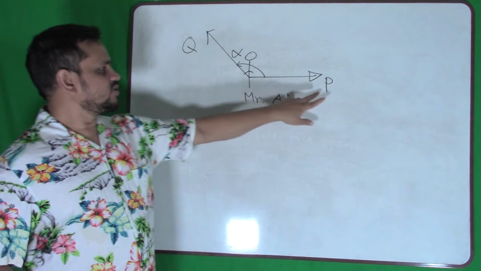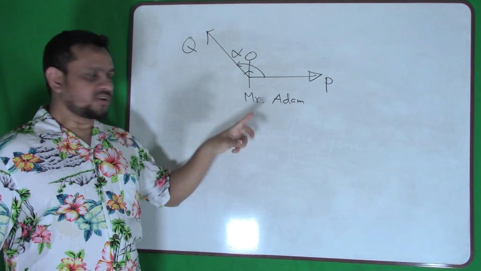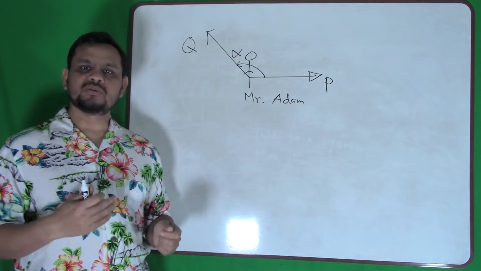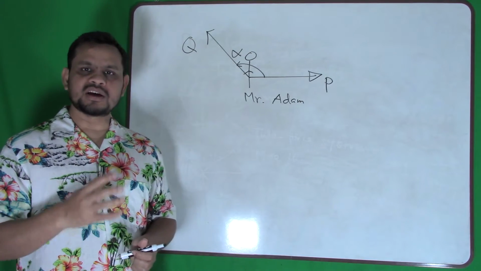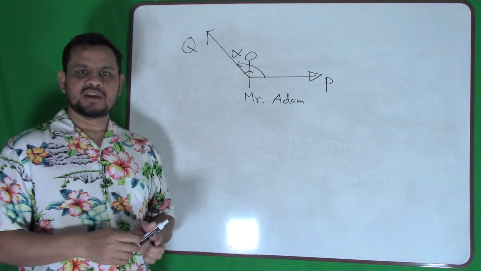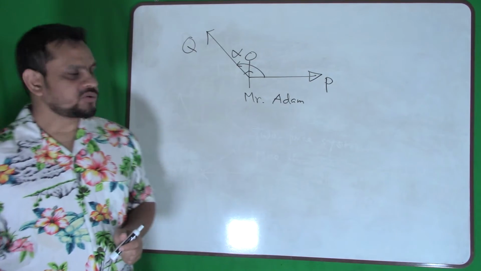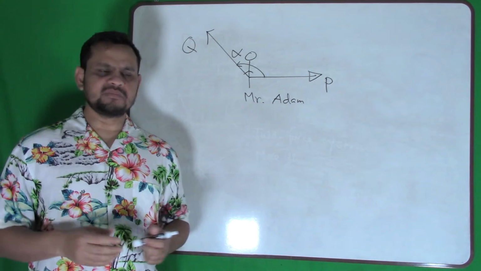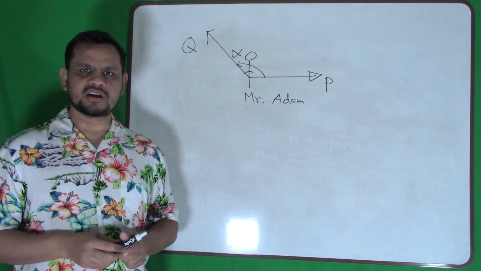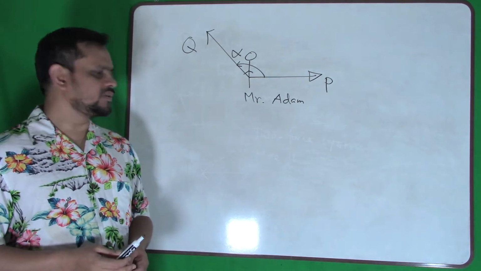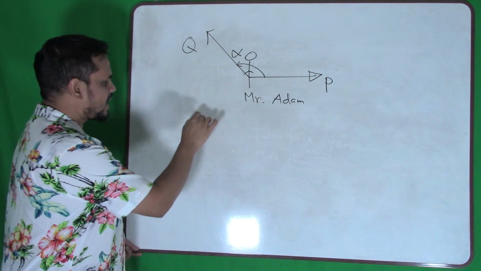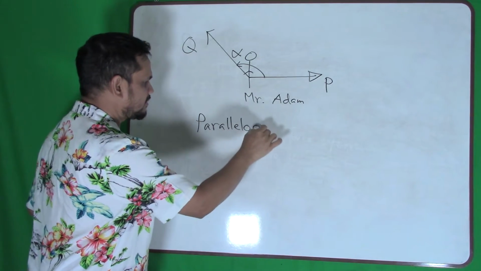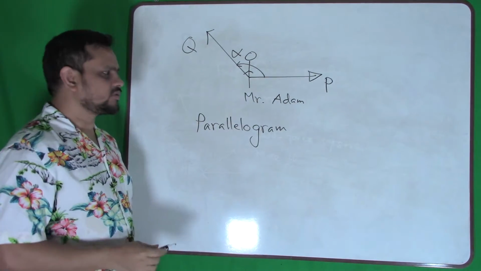So if forces P and Q act on Mr. Adam, which way will Mr. Adam go? We need to know the resultant of these two forces and its direction. So how to find it? There is a very easy way. I named it, because typically you will not find this rule in books. I named it the parallelogram rule.